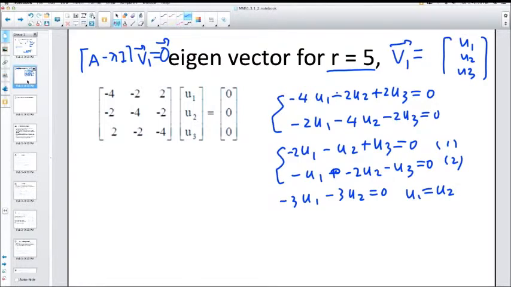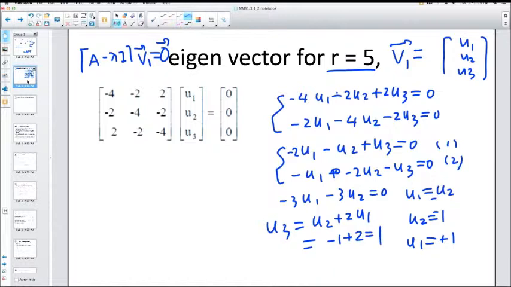Now since u1 equals negative u2, I can let u2 equal anything. Let it equal 1, then u1 equals negative 1. Or I can let u2 equal negative 1, then u1 equals 1. They are equally good. So what about u3? You look at equation 1, u3 equals u2 plus 2u1. It's going to be negative 1 plus 2, which is 1. Then your v, at least one of them, is 1, negative 1, and 1.